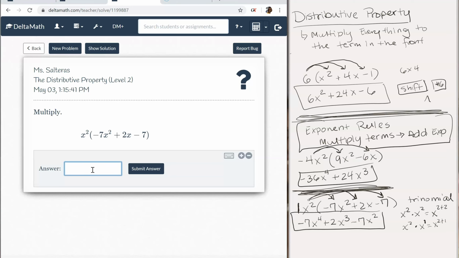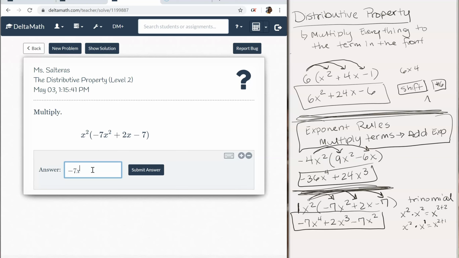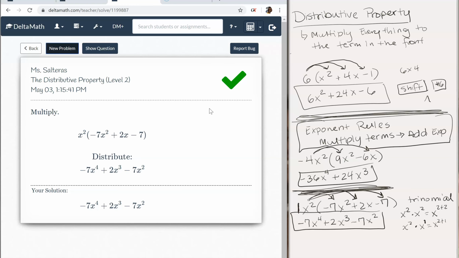So let's go ahead and plug that in. Negative 7x raised to the 4th plus 2x raised to the 3rd minus 7x raised to the 2nd power. Submit, yes, and there you go.